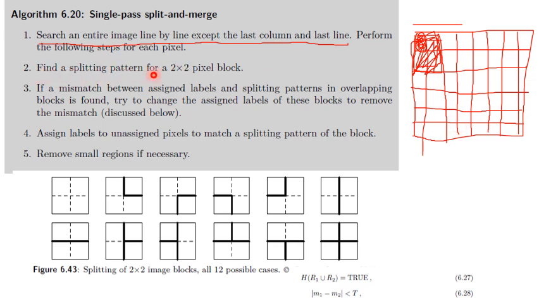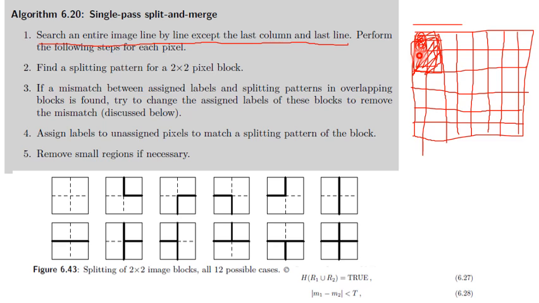We need to find a splitting pattern for a 2 cross 2 pixel block. If you can see here, this is one 2 cross 2 pixel block. You have to scan line by line, one line each. Then you can find this is one more 2 cross 2, one more 2 cross 2, like that you have to go on doing. Again below, 2 cross 2, 2 cross 2, and we need to perform the following steps for all the 2 cross 2 blocks.